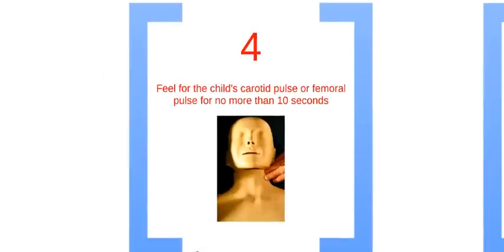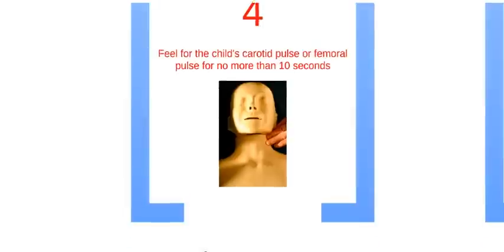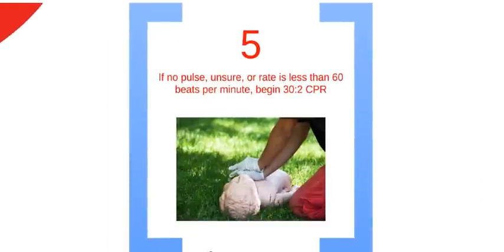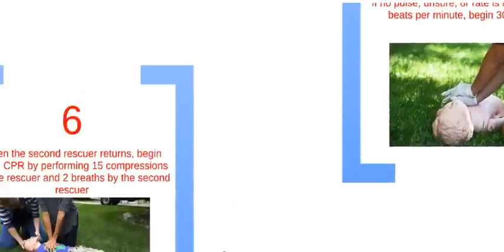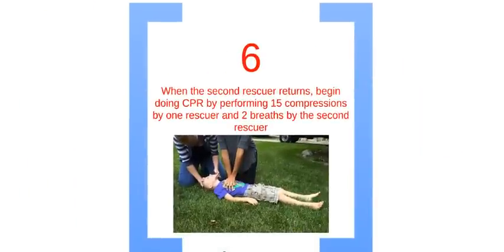Step 4. Check either the carotid or femoral pulse, but make sure not to waste time doing it longer than 10 seconds. Step 5 is to begin CPR. If there was insufficient or no pulse, if the second rescuer has not returned, do 30:2 ratio CPR. When the second rescuer returns, begin 15:2 CPR, with one doing the 15 compressions, followed by the other doing the 2 breaths.